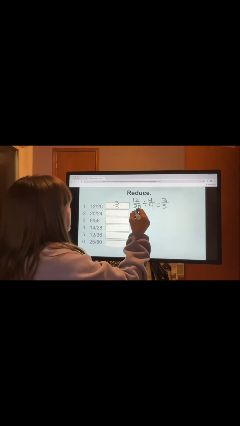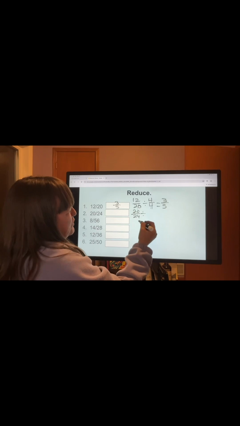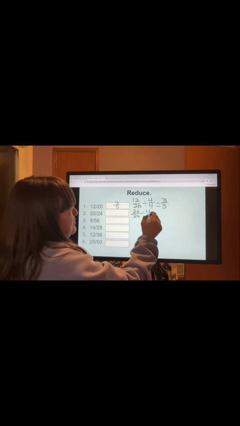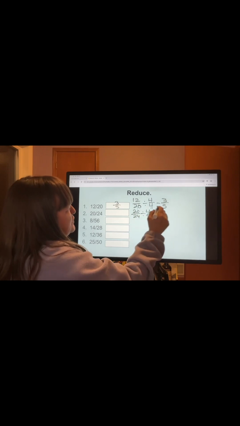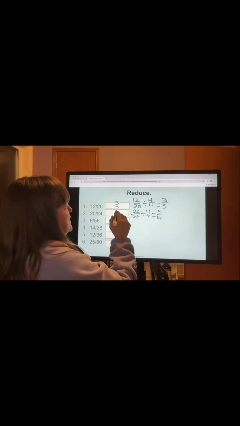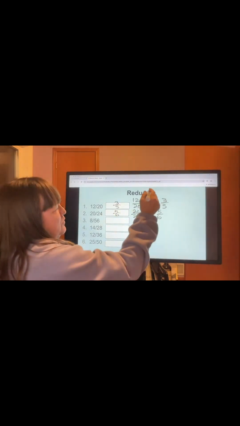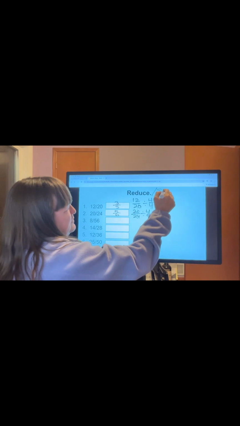or 3 over 5. You have 20 over 24. They're both even. I know 4 goes into both these numbers. And I think that's going to be our number again. 4 goes into 20 5 times. 4 goes into 24 6 times. So 5 over 6 would be your answer to reduce it. When they say reduce, it also could be simplify.